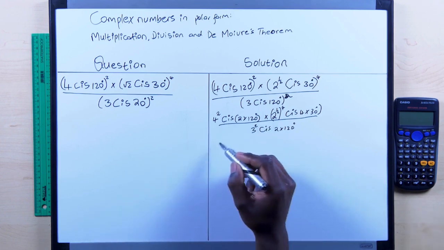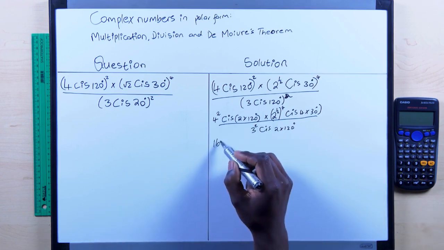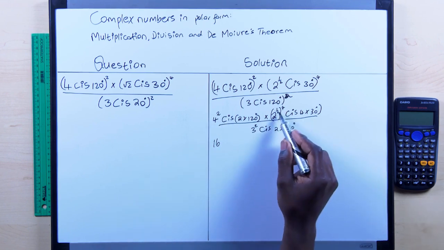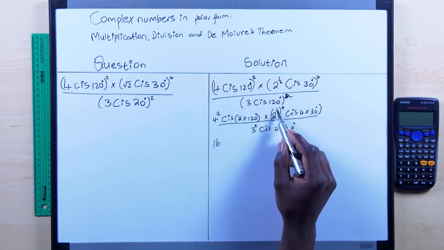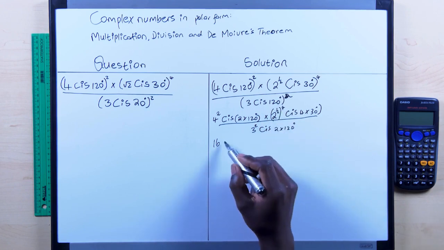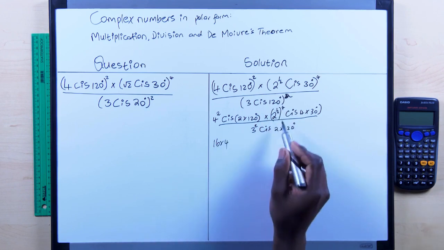So we are given 16. 4 to the power 2 is 16. That 16 must multiply with this, so 4 times 4 is 16. Then 4 divided by 2 is 2. 2 to the power of 2 is 4.